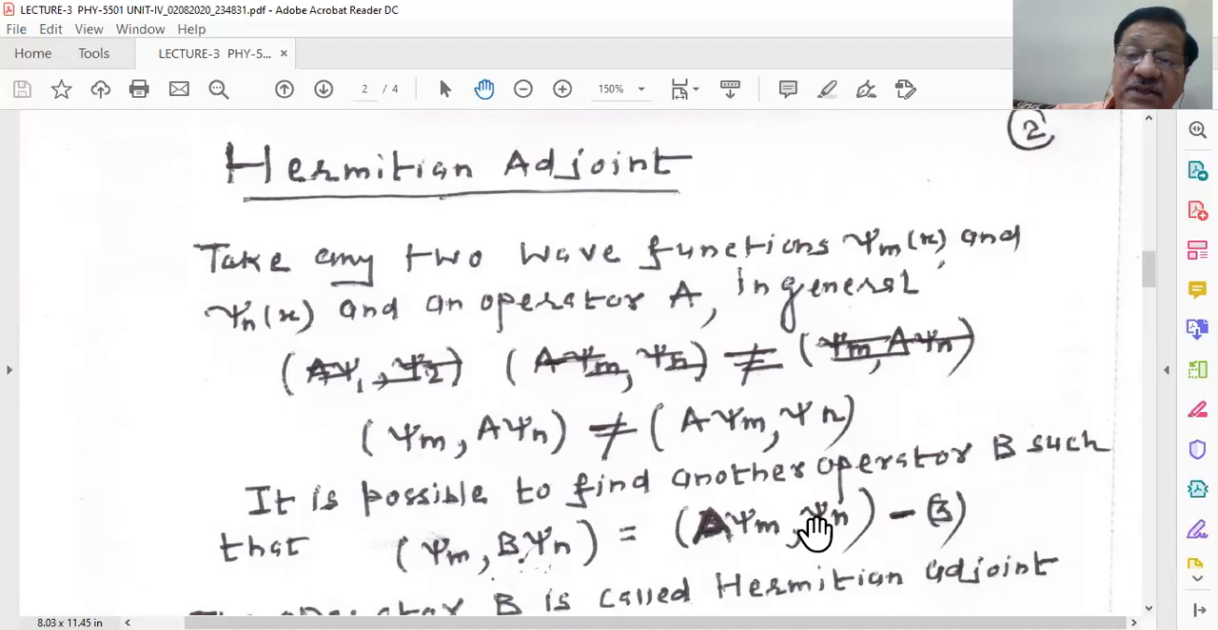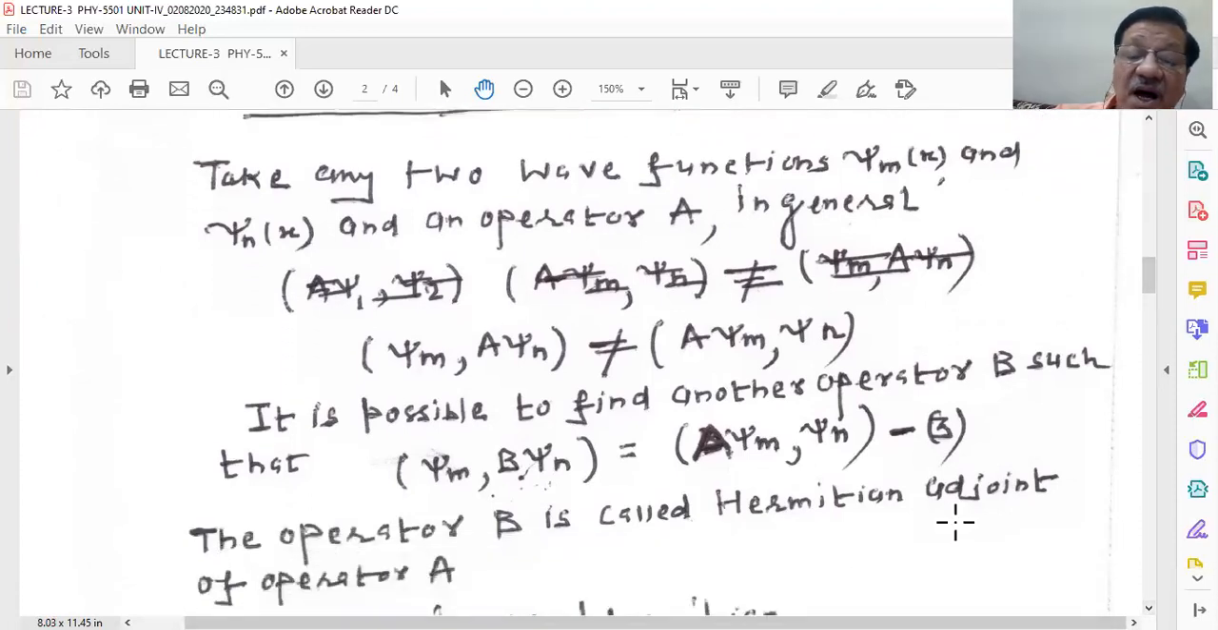So look at this equation 3. Equation 3 is basically where, the moment you put operator B, if you take the scalar product of ψ_m with B ψ_n, and you get this scalar product equal to the scalar product of A ψ_m with ψ_n, then you can say that operator B is the Hermitian adjoint of operator A. This operator B is known as the Hermitian adjoint of an operator A.